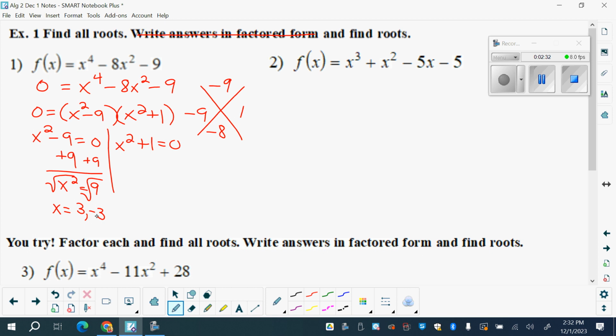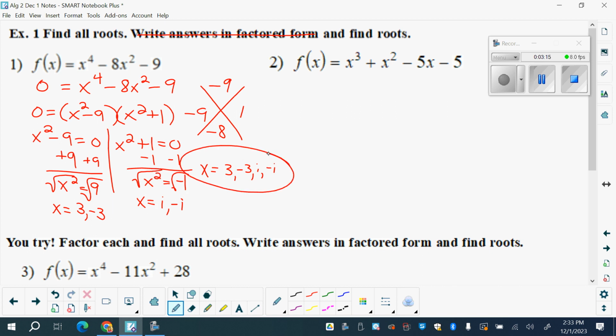And then on this one, x squared equals minus 1. So x squared is negative 1. And then what undoes that square? Square root. And we get x equals positive 1 and minus 1. So remember, it's the square root of a negative 1. So it's an i and a negative i. So my roots are going to be 3, negative 3, i, and negative i.